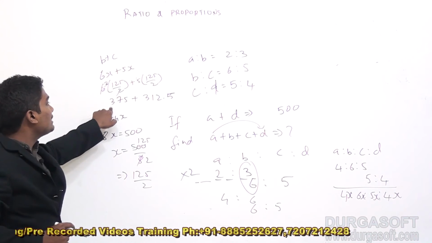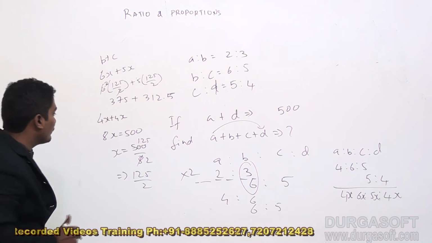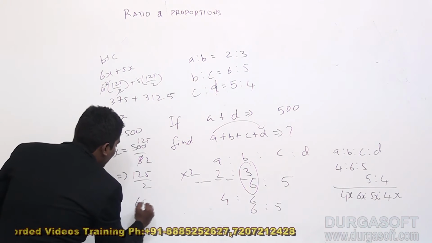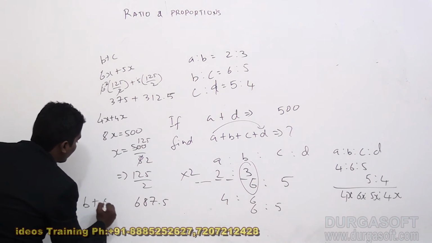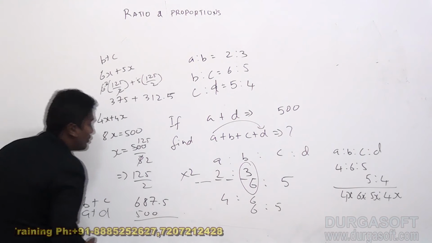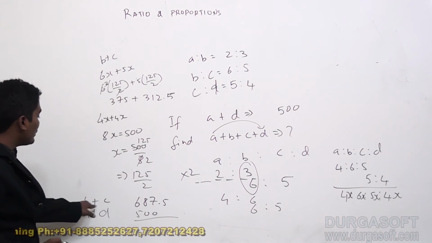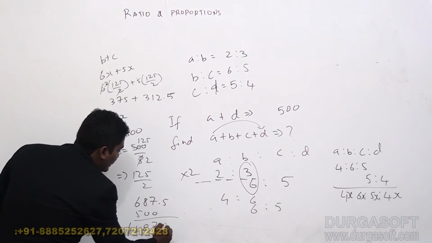So this is the value of b plus c. B plus c will be 375 plus 312.5, which is 687.5. This is the value of b plus c. Again a plus d is given as 500. So you just add both these to get the answer of a plus b plus c plus d, which is 1187.5.